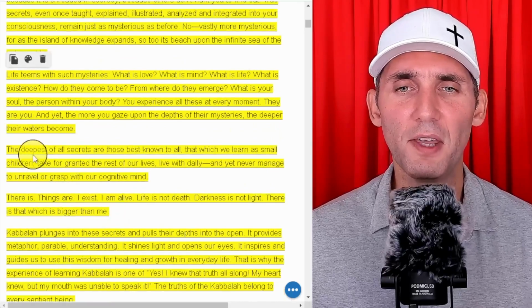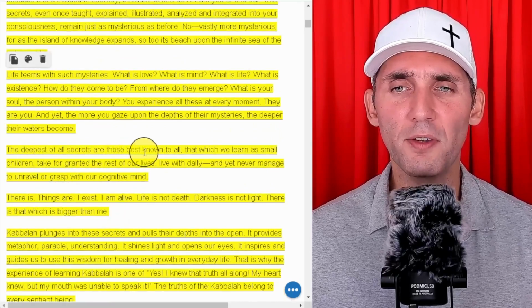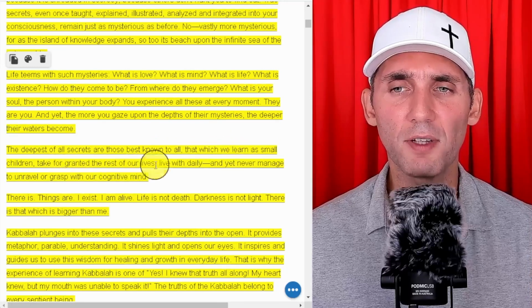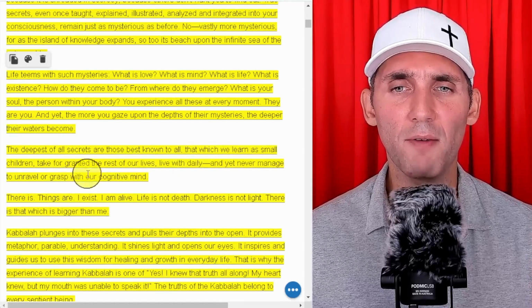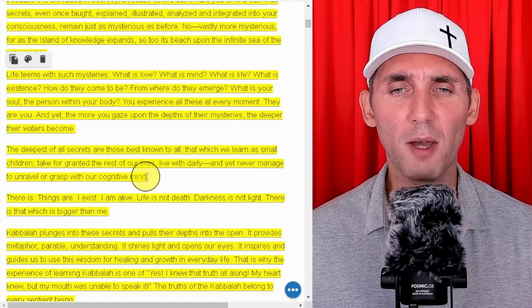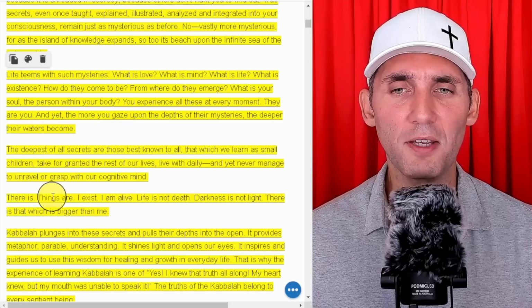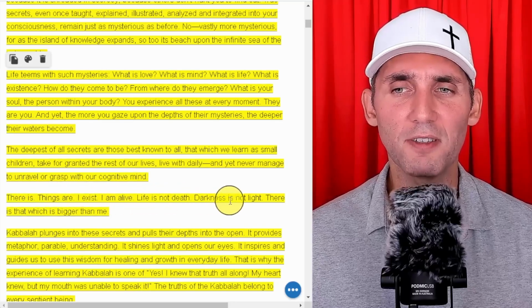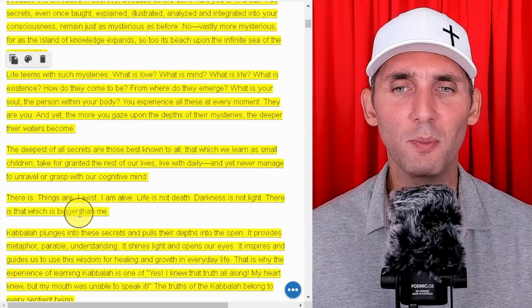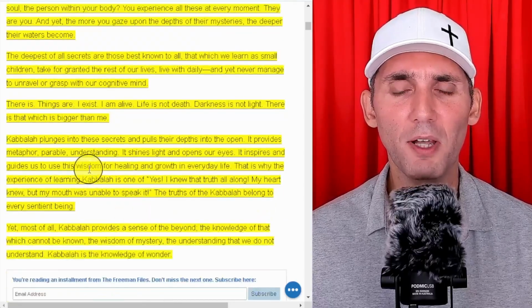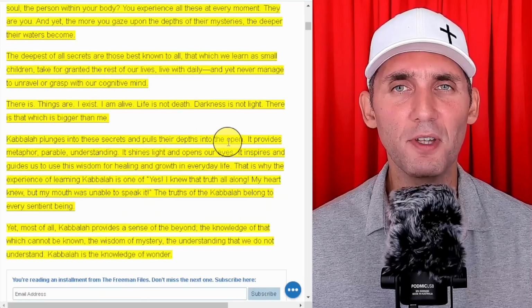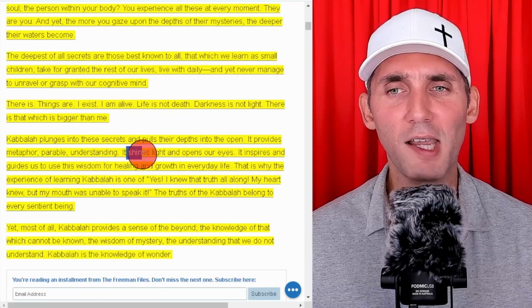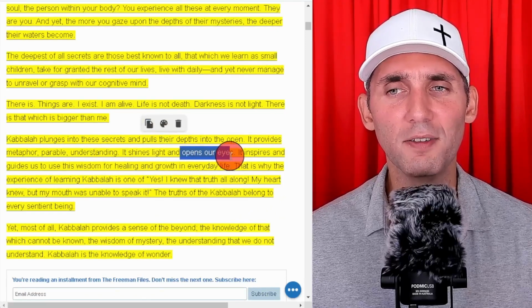Slither, slither. "The deepest of all the secrets are those best known to all, that which we learn as small children, take for granted the rest of our lives, live with daily, and yet never manage to unravel or grasp with our cognitive mind. There is, things are, I exist, I am alive. Life is not death, darkness is not light, there is that which is bigger than me. Kabbalah plunges into these secrets and pulls their depths into the open. It provides metaphor, parable, understanding. It shines light and opens our eyes."